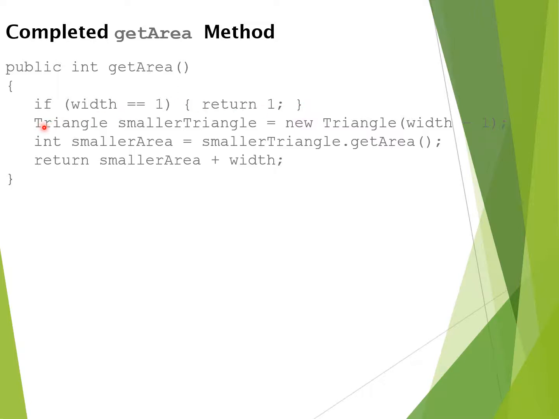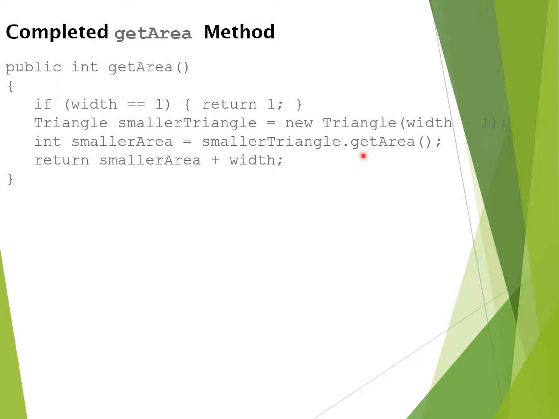In the second line, we create a smaller triangle by this code. A smaller triangle is equal to new triangle with the width of width minus 1, where width is the width of the original triangle, but you need to subtract 1 from it to get a smaller triangle. Then you have to apply the getArea inside itself. So you see we are defining getArea, but inside the implementation of getArea method, we are calling getArea itself.